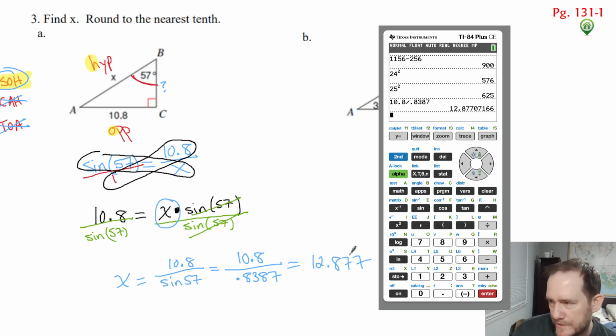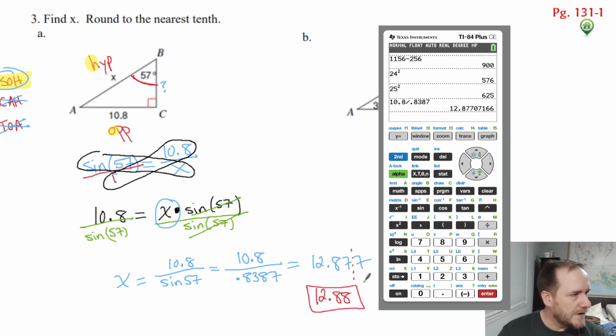And remember, I want you to round to 2 decimal places. So the fact that this 7 on the end is greater than or equal to 5, then we're going to round up. So instead of 12.87, we'll get 12.88. And that's our final answer for that problem. And we should do the next one.